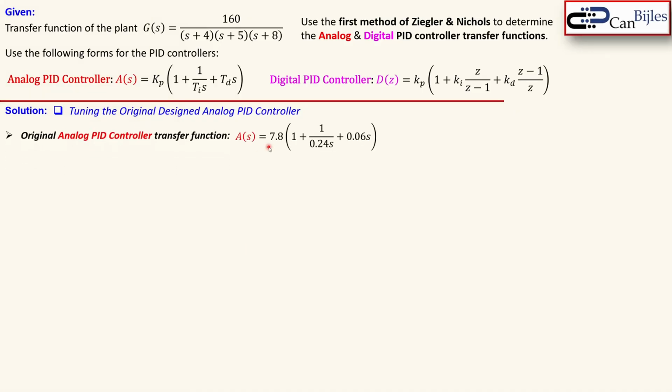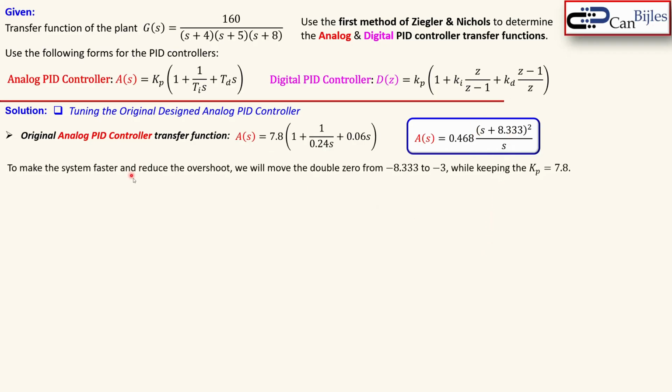All right, again, getting back, we will now do the tuning. This is the original transfer function we just determined, in the form where you see the zeros and the pole clearly. Now to make the system faster and also to reduce the overshoot, so faster meaning the settling time is shorter and also the rise time is shorter, we will move this double zero, which we have at minus 8.333, to an arbitrary value. I just do that by some experience, of course. I put it here at minus 3, but you can also put it at minus 4. So I will just place it a little bit closer to the vertical axis.